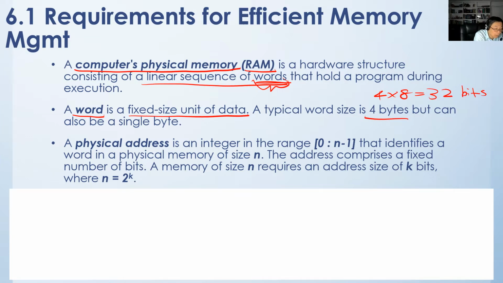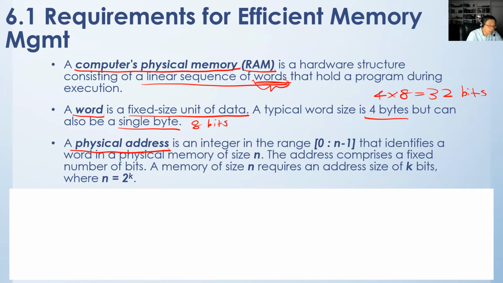But the word size could be smaller. It could be a single byte, which means it's 8 bits. The word size basically depends on the computer system. The earlier computer systems were less powerful, the memory size was small, so the word size was relatively small. As computers become more and more powerful, the word size becomes bigger and bigger because the memory size becomes bigger and bigger.